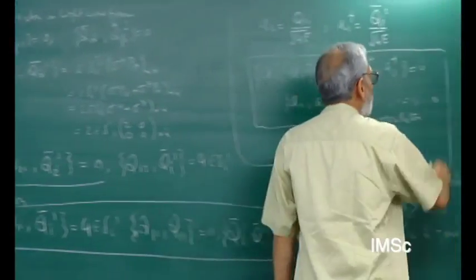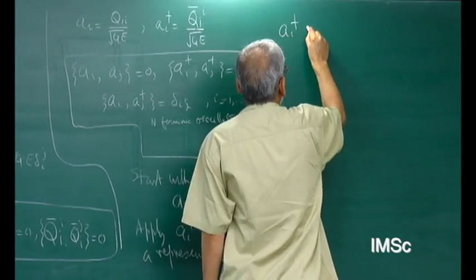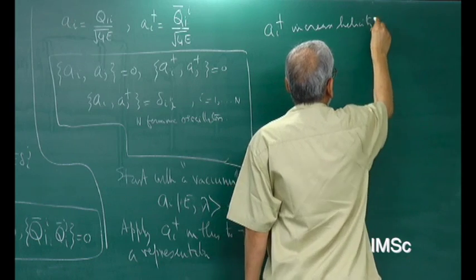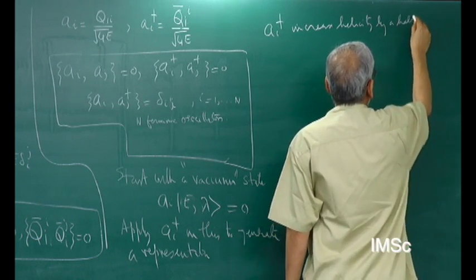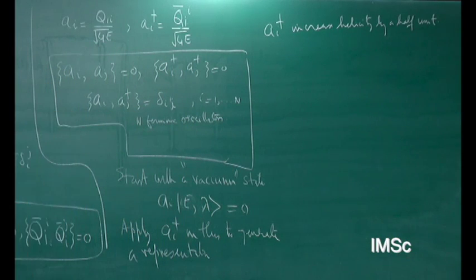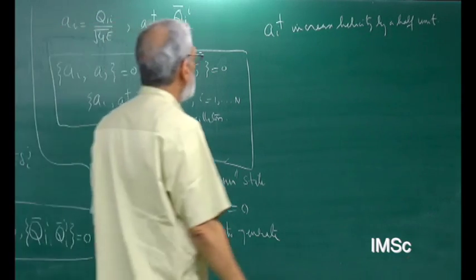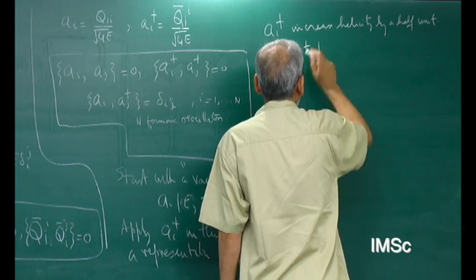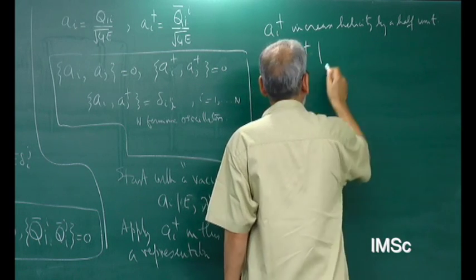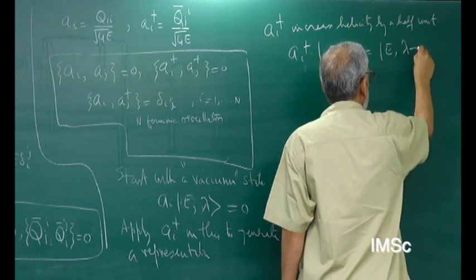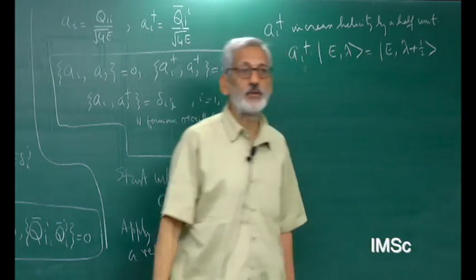So AI daggers increase helicity by a half unit. That is, if I apply AI dagger on this state E lambda, I'll get a new state with the same E, but lambda increased by half unit.